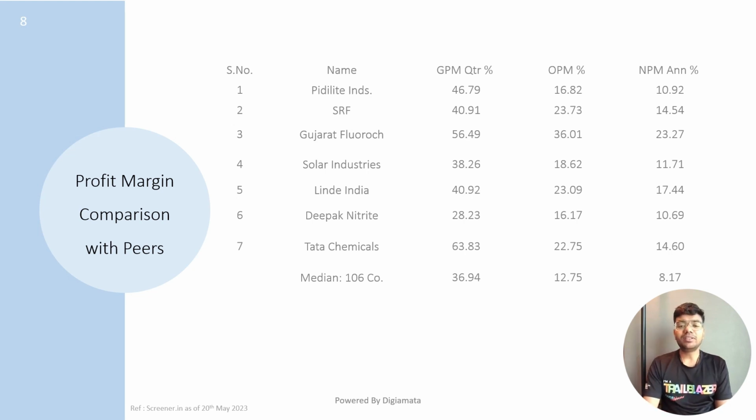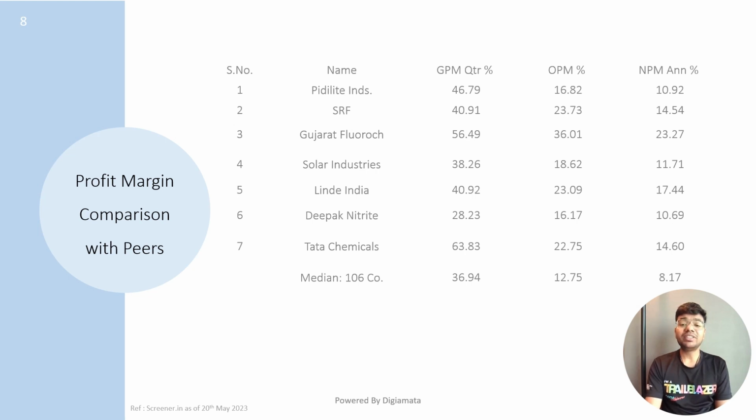And if you compare the GPM quarterly percentage, so when I say quarterly, we were not able to find the annual gross profit margin in screener.in, but we found it somewhere else. We will share it in the next slide. So the gross profit margin for the present quarter for Tata Chemicals is around 63.83%, while for peers it is way less than that, right?